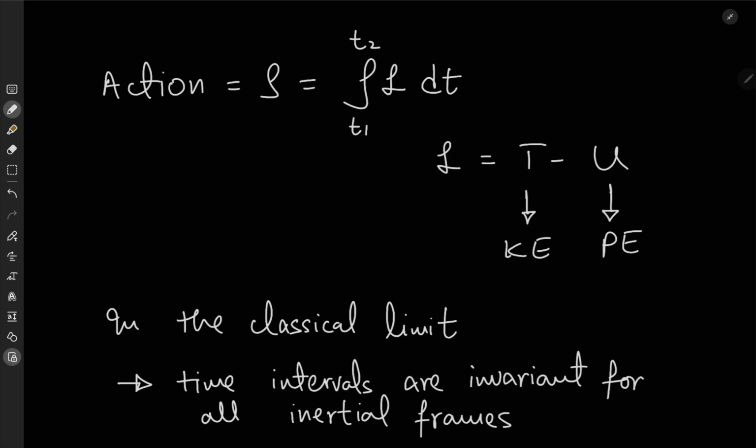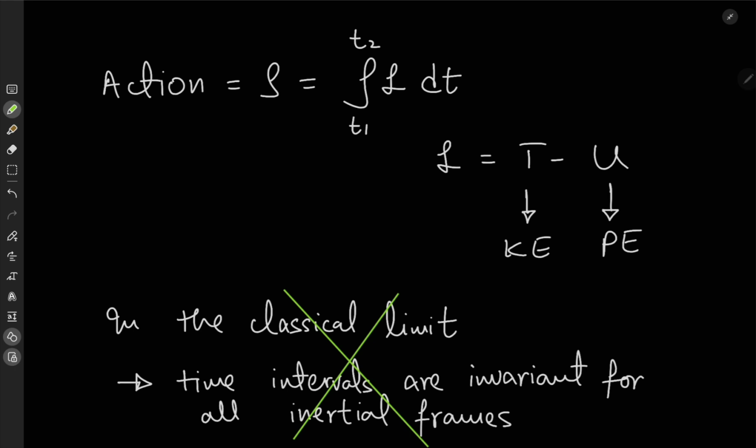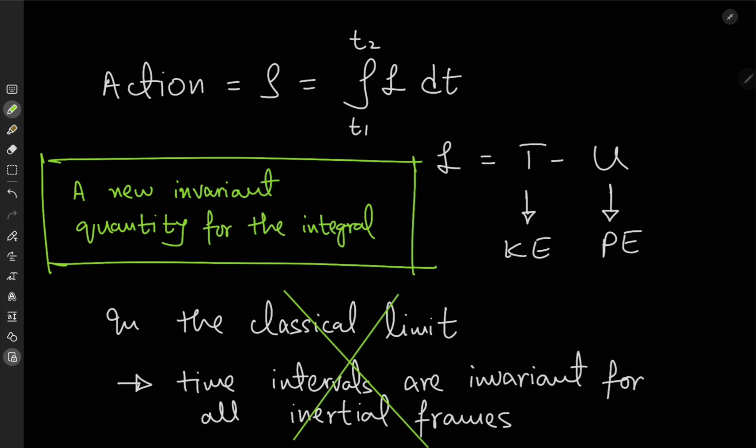But we know that's not the case for more general applications like relativity, where time flows differently for observers in different reference frames. What we need here is a new invariant quantity to integrate over. And we do have that quantity in the form of space-time interval.